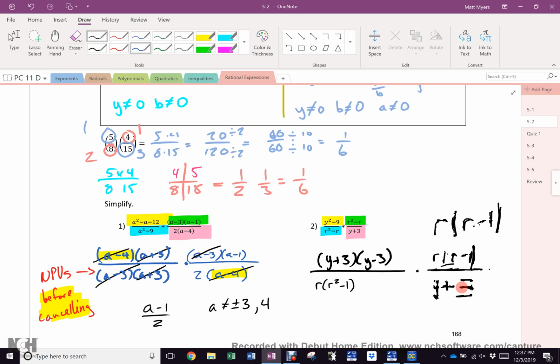R squared minus 1 is what really? R plus 1 and R minus 1. Any canceling? Start canceling now. You guys figure it out. Hopefully my pen will start working any moment now.